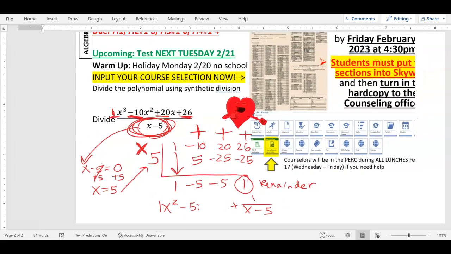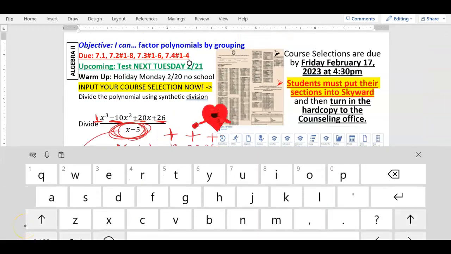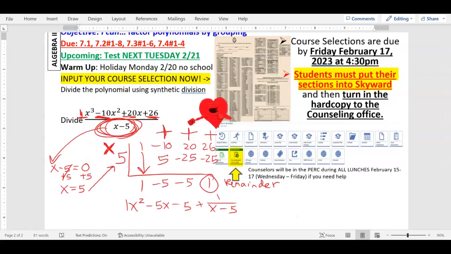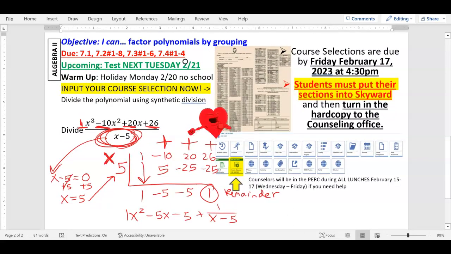Okay. Now, I had asked you to do 7.4, number 1 through 4. So I'm only asking you to do the front side of that 7.4. This is how you do it. Now, there's the other way you can do it that's, in my opinion, a little more complicated, the long division way. But you are free to use this. This is called synthetic division. I highly suggest you do synthetic division.